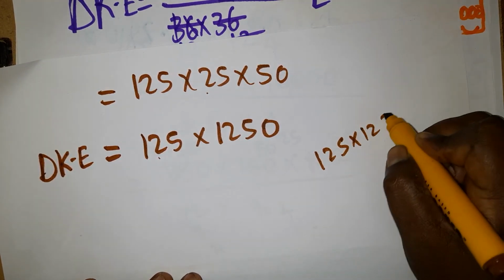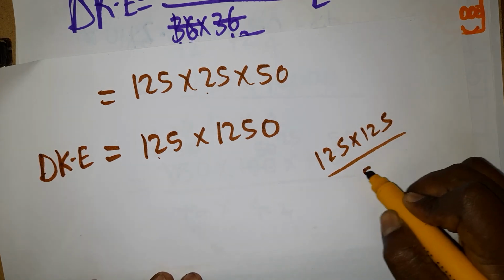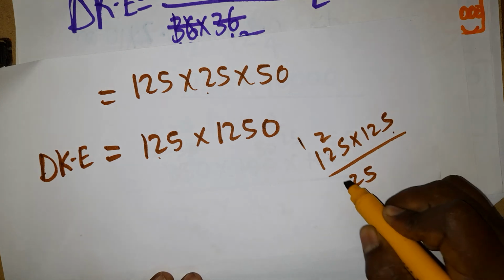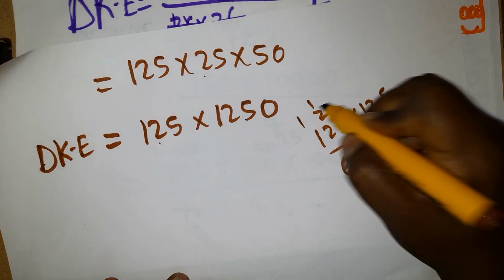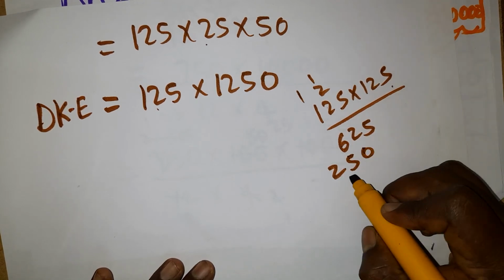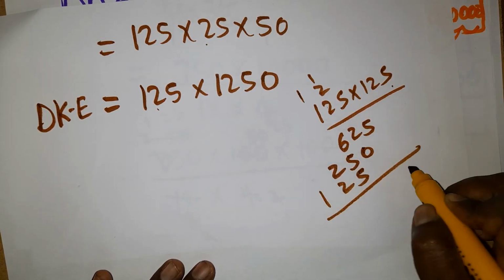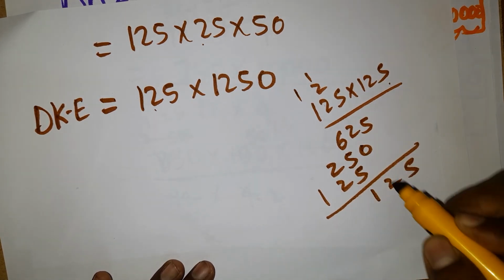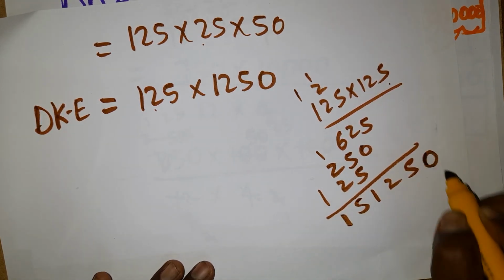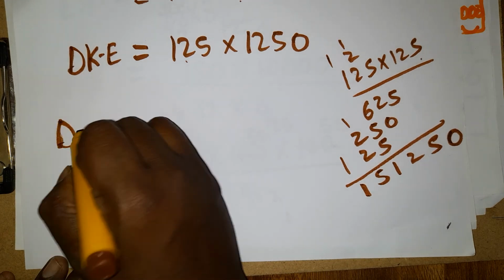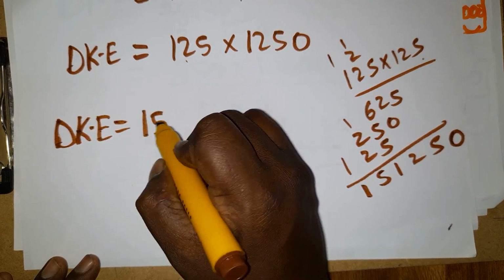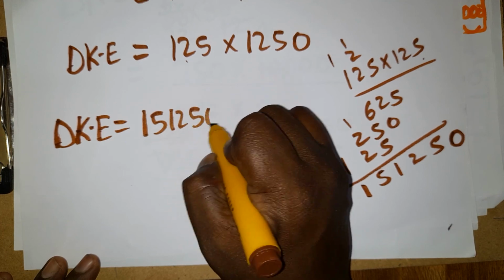125 into 125 we will get the answer. 5, 5, 25, 10, 12, 5, 6. Then 0, 1, 4, 5, then 2. Then 5, 2, 1. 5, 2, 1, 5, 1. Again here 1, 0 will be there. So the change in kinetic energy, without doing any approximate answer, 15125 0 joules we can get.